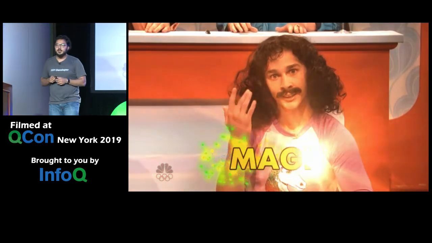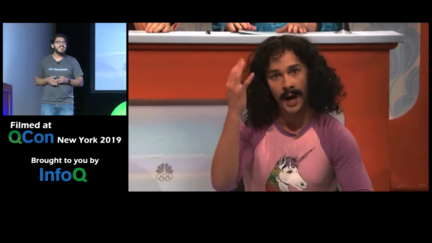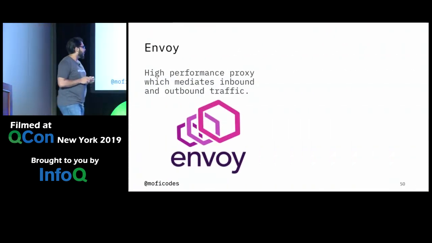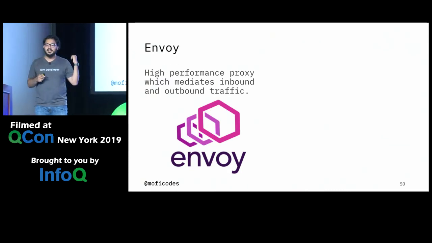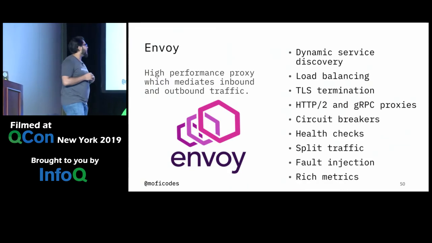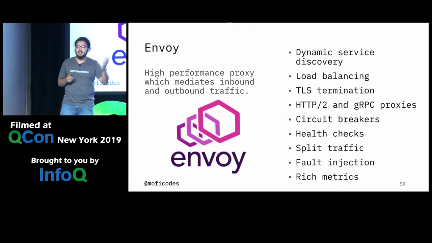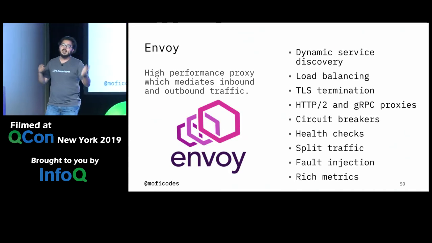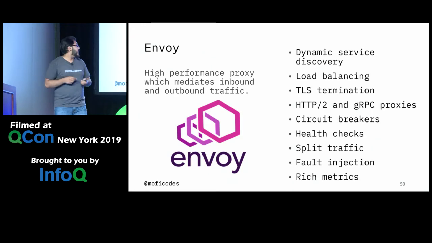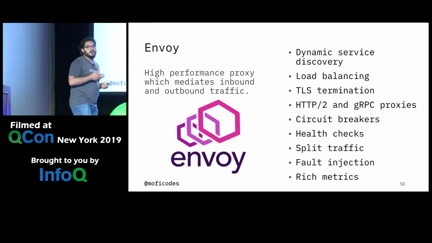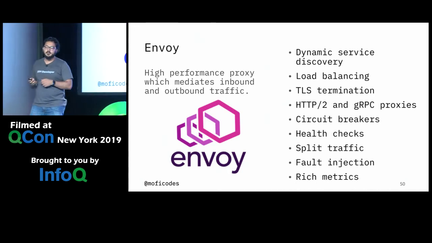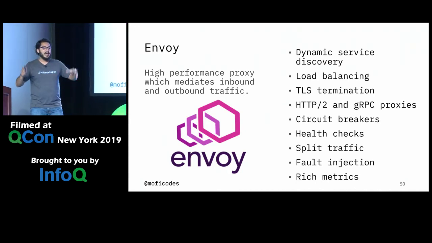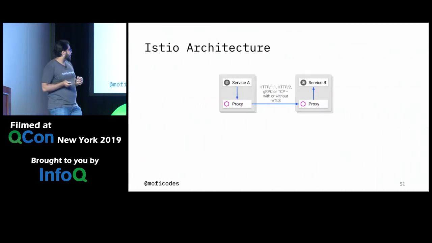So how does this work? Magic. Well, for those of us who are non-believers and want to know exactly what happens, that's the Envoy proxy that Istio uses. Envoy proxy handles dynamic service discovery, load balancing, HTTP2, gRPC, health checks, traffic splitting, and all these things. And you can actually use Envoy even if you're not using Istio. Envoy is also an open source project on its own, but Istio basically just wraps Envoy and adds other features on top of it. So let's continue talking about it.